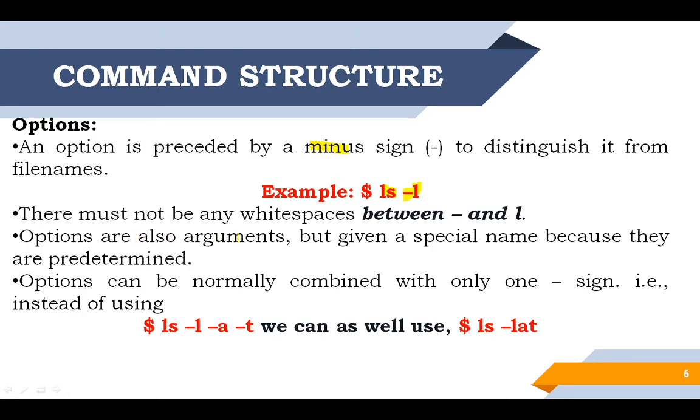Options also have arguments, but they are given a special name because they are predetermined. Options can normally be combined with only one hyphen sign or minus sign. Just see here: ls is a command. It has three options, that is l, a and t. All options have been preceded with the hyphen sign. Even this command can be written as ls then hyphen, combining all the options: l, a and t options have been combined for this command.